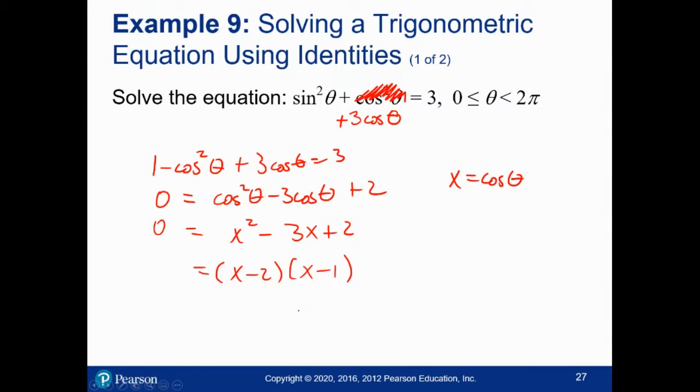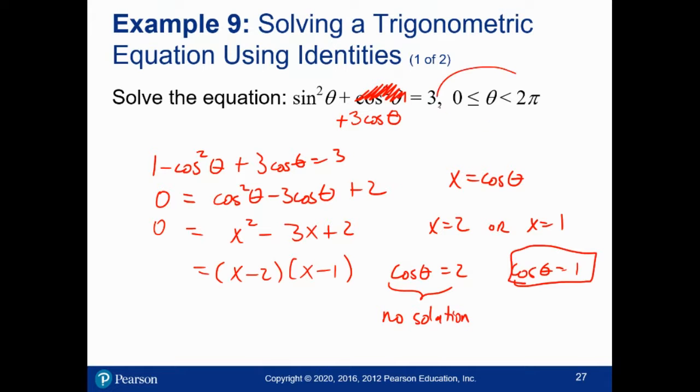Okay. If it didn't factor, or if you didn't see that, you could just use the quadratic formula and you would get two solutions. Either x is 2 or x is 1. In other words, the cosine of theta is 2 or the cosine of theta is 1. Hey, the cosine of theta can never be 2. It's always between 1 and minus 1. So this is no solution at all. When is the cosine of theta equal to 1, specifically in between 0 and 2 pi? The only time is theta equals 0. So for this example, theta equals 0 is the only solution.